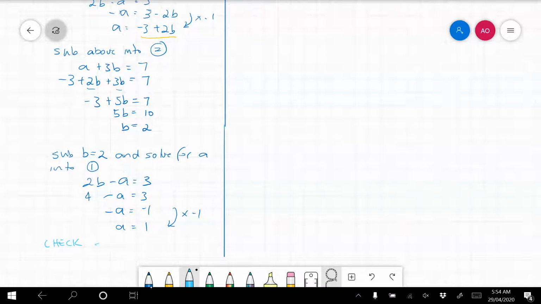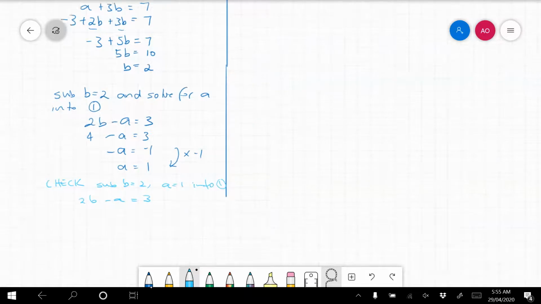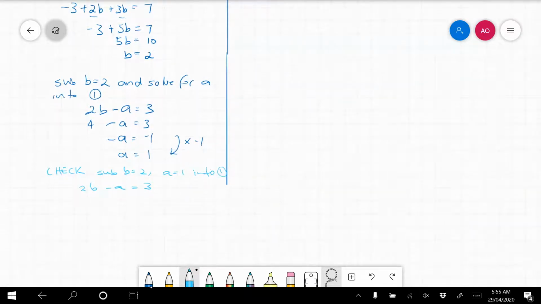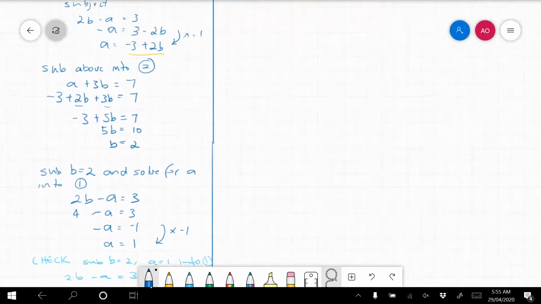So let's substitute in B equals 2, A equals 1 into, let's just choose equation 1, 2B minus A equals 3. So where there is a B, I'm going to put a 2. 2 times 2 minus 1 is going to be equal to 3. 4 minus 1 equals 3. That's correct. Alright, it's important that you do the check, otherwise you won't get the full point marks accredited.